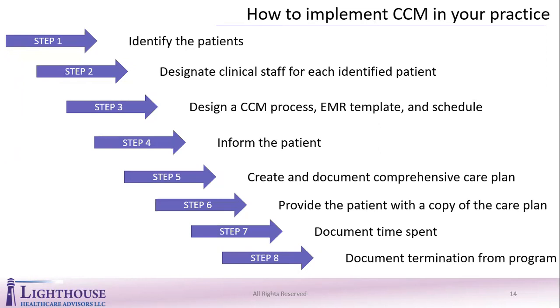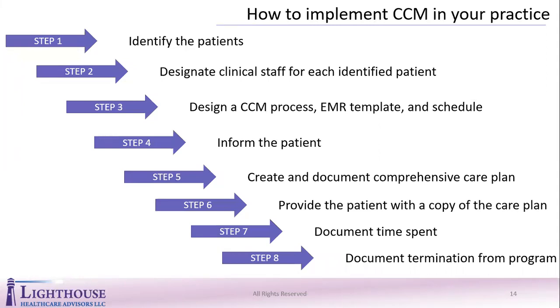Step 3 is design a chronic care management process, a template, and a schedule. So understand how you're going to consent the patient, how you're going to document in the note, and then what your scheduling protocol is going to be. Are you going to schedule a 20-minute time slot in the provider's schedule every month to make sure that they reserve that 20 minutes to do chronic care management activities? Is it going to be on a separate chronic care management schedule so that the MA or nurse is really responsible for owning those duties? Figure that out amongst your practice.